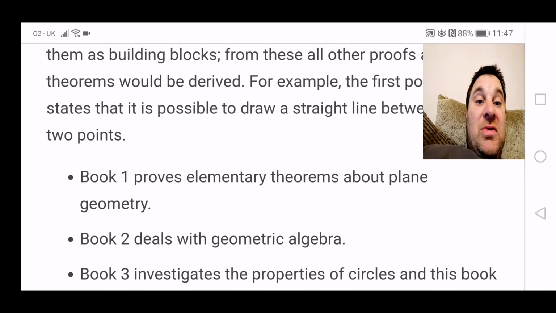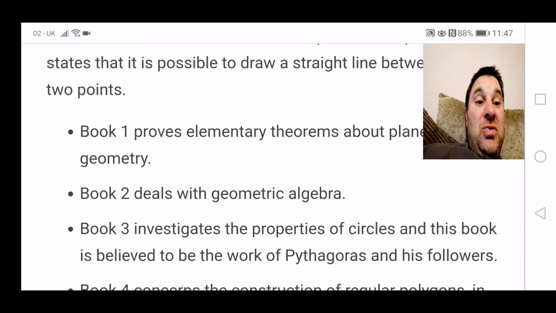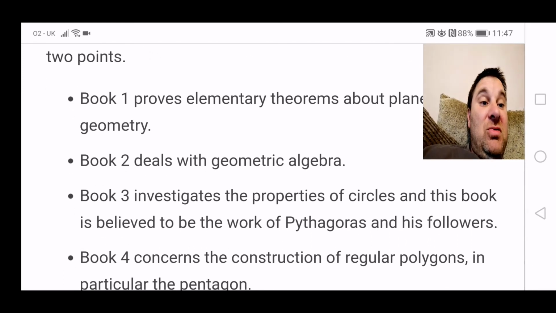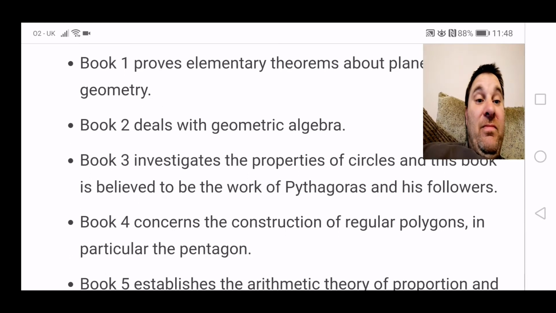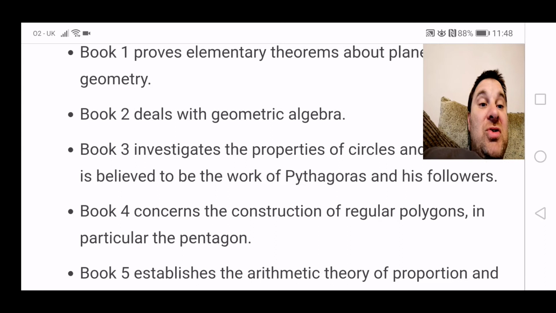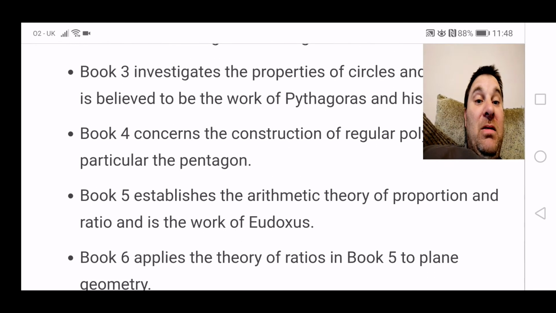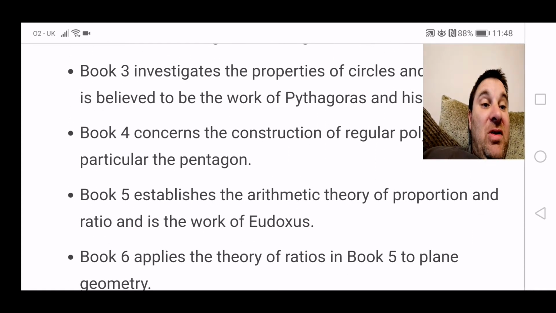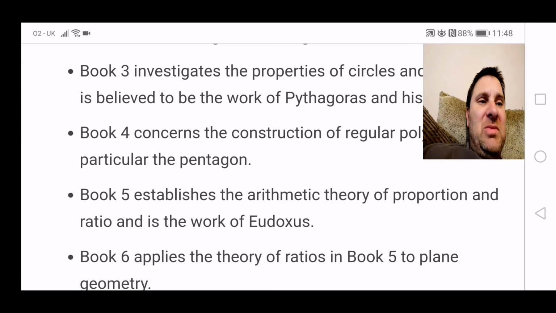Book 1 proves elementary theorems about plane geometry. Book 2 deals with geometric algebra. Book 3 investigates properties of circles, and this book is believed to be the work of Pythagoras and his followers. Book 4 concerns the construction of regular polygons, in particular the pentagon. Book 5 establishes the arithmetic theory of proportion and ratio and is the work of Eudoxus. I think I'm saying that right, Eudoxus.